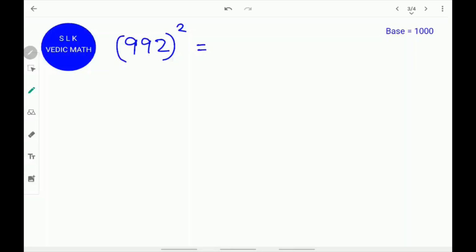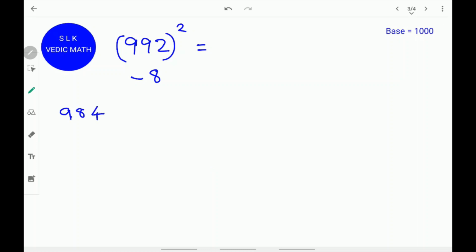Let's try another example. 992 square. First, find a base for 992, which is 1000. Next, find the difference between 992 and the base 1000, which is 8. Write 8 as minus 8 to show that 992 is less than the base 1000. Next, subtract 992 minus the difference 8. So 992 minus 8 is 984.